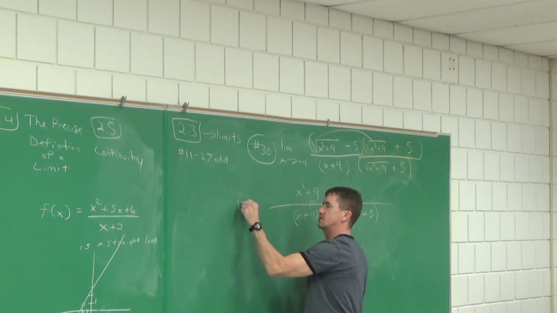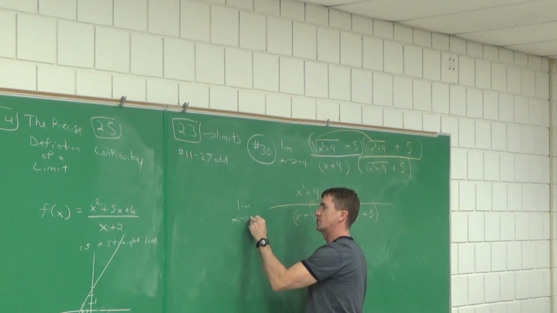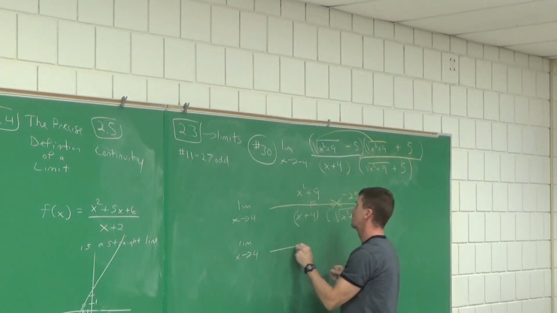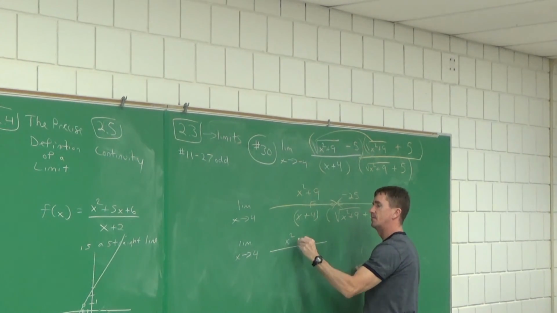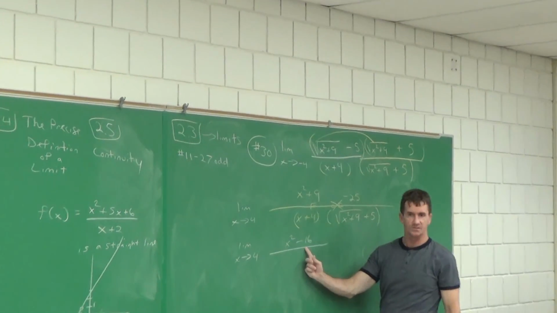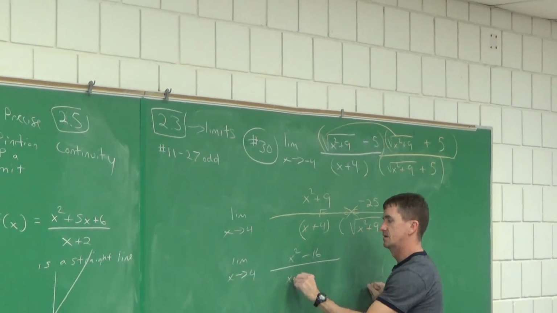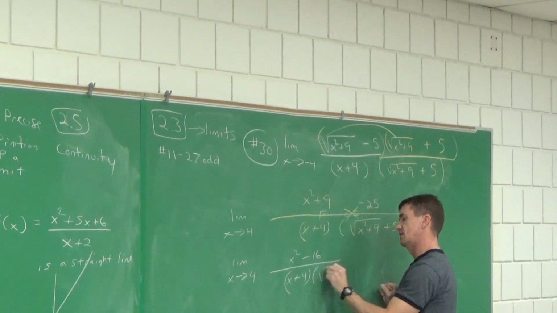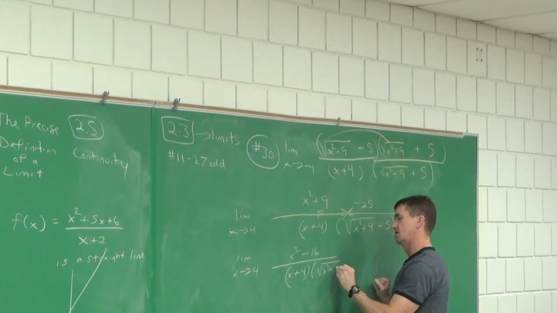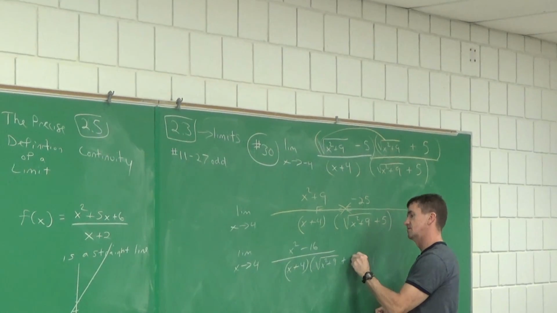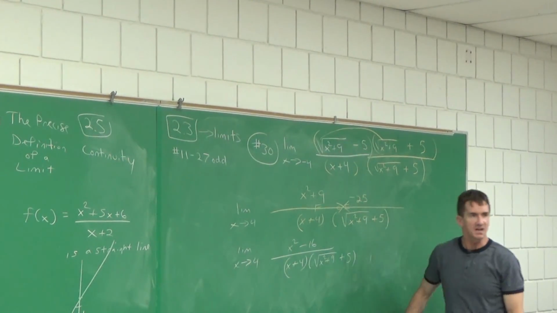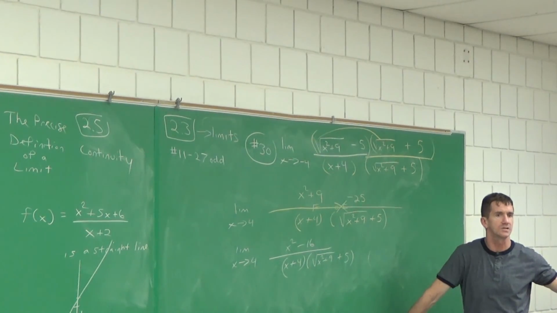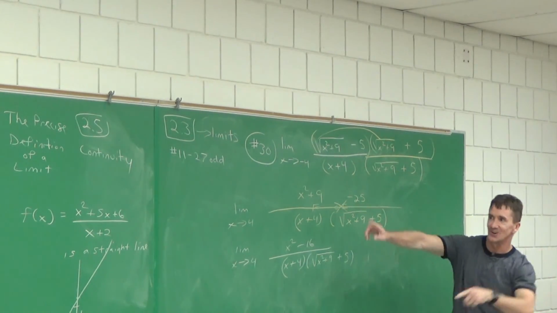Let me write this again. Limit as x approaches 4 of x squared minus 16. Dang it, that's still giving me 0, and I'm still in the indeterminate scenario. But I bet you know what to do. Any suggestions? Now you factor, look.